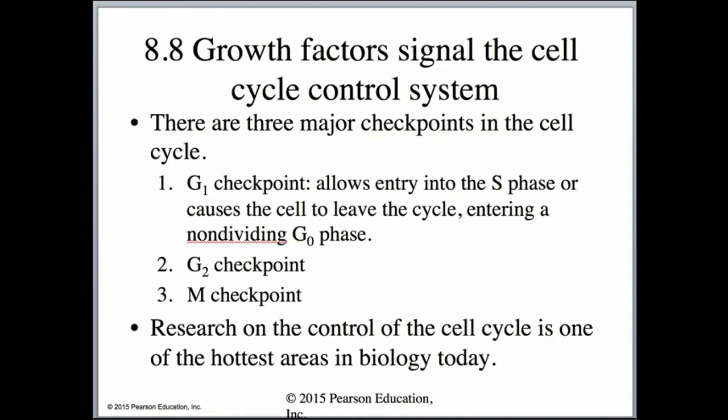So there are three major checkpoints in the cell cycle. There's the G1 checkpoint, which allows entry into the S phase, or causes the cell to leave the cycle completely, entering a non-dividing G0 phase. Right. So there's a G1 checkpoint which says, do I need to pause here in G0 or do I continue on to the S phase? There's a G2 checkpoint that says, do I need to pause here or do I need to continue into the mitotic phase? And then there's also a checkpoint during mitosis. So research on the control of the cell cycle is one of the hottest areas in biology today, and you'll see why in just a moment.